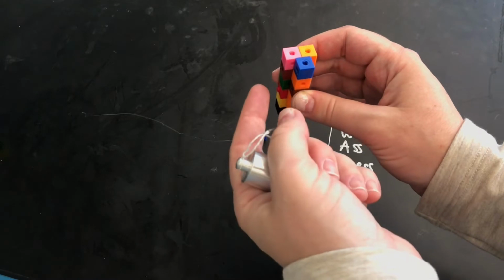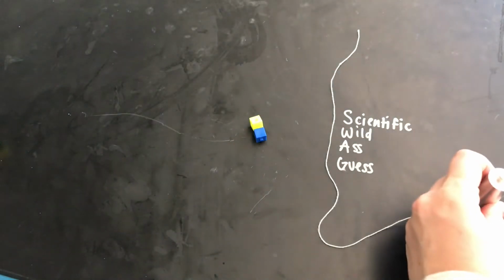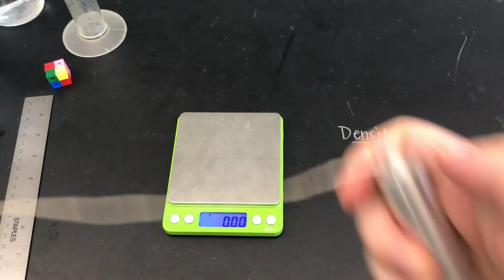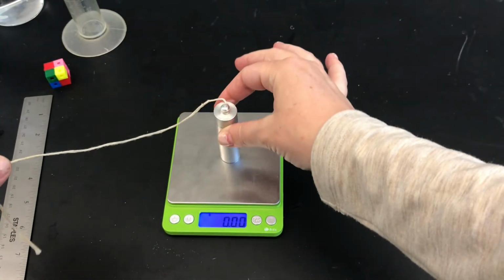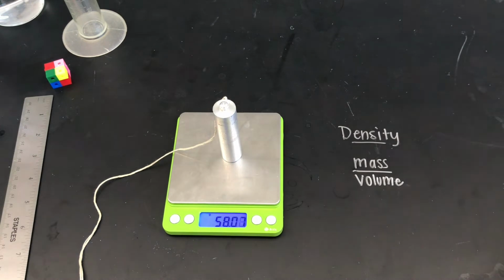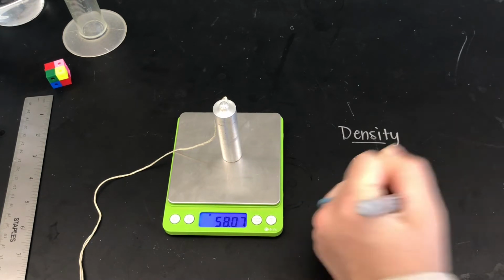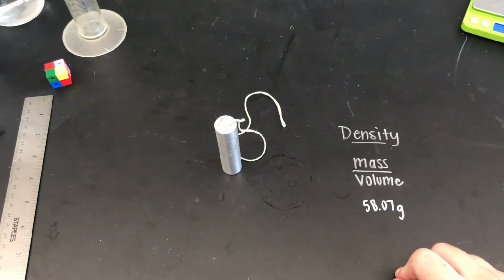There is a more accurate way to find the volume. To calculate an accurate density of this, we'll use a different way. The first thing that we'll want to do is take the mass. So I'll put that down on the scale. I have a mass of 58.07 grams. The next thing that I need to do is measure the volume.